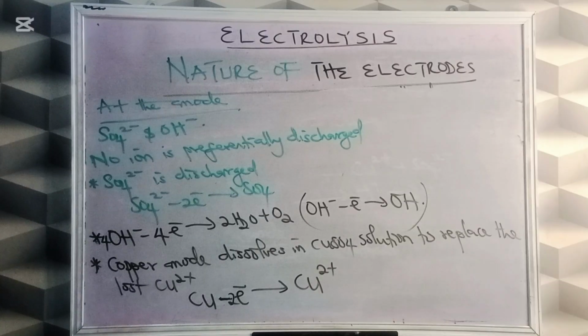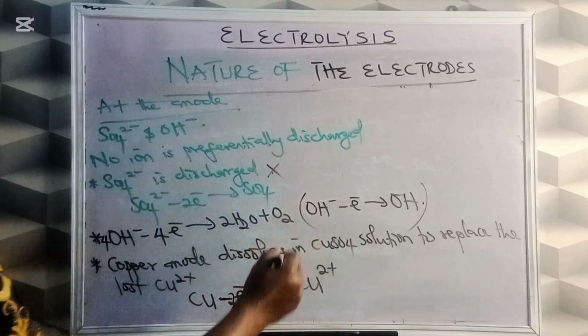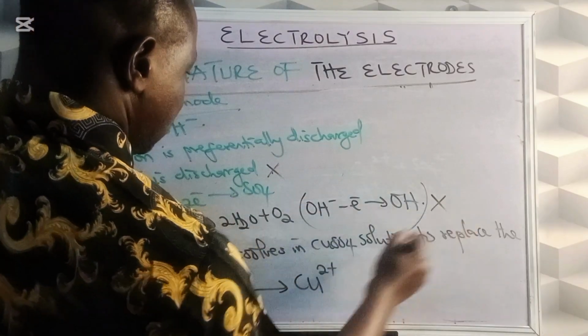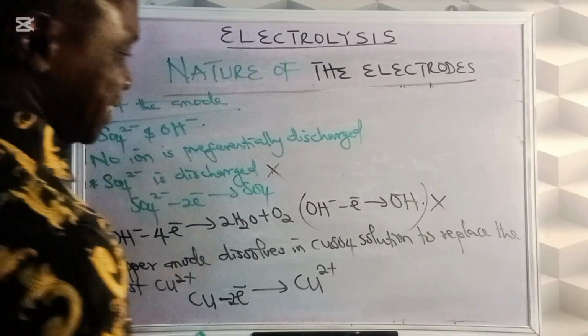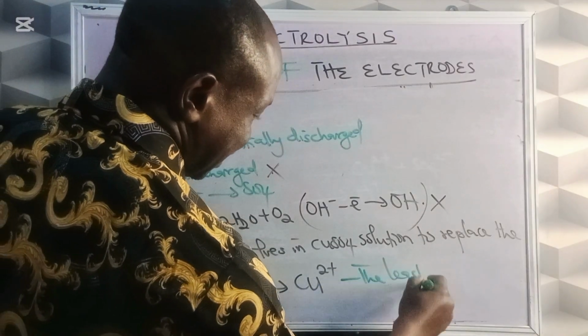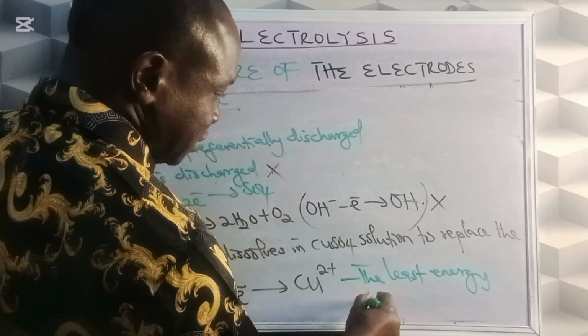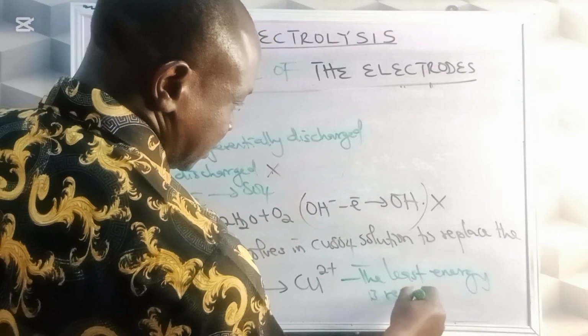But out of these, this one will not happen. This one will not happen. This one will happen because it has the least energy. The least energy is required.